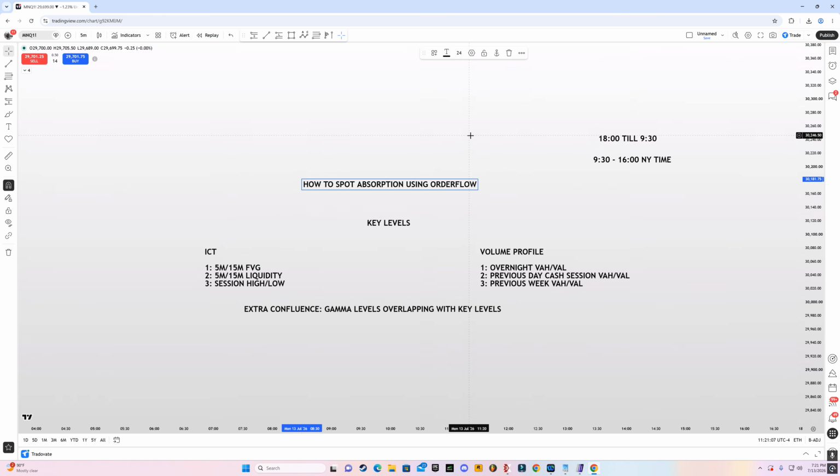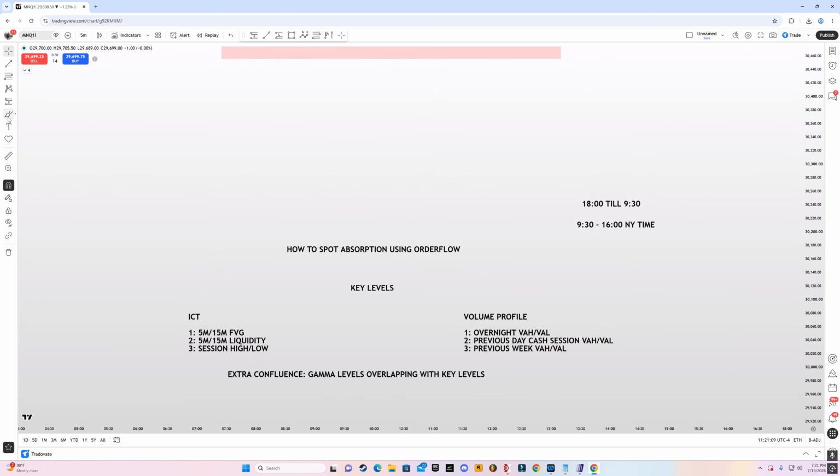Now, the thing with absorption is you're going to see absorption happening everywhere on the chart, right? So the context really matters. We really need to see absorption at our key levels. Other than that, it's just noise. So you want to just avoid looking for absorption at random locations. These are the key levels that I primarily use, and I'll keep on using them.